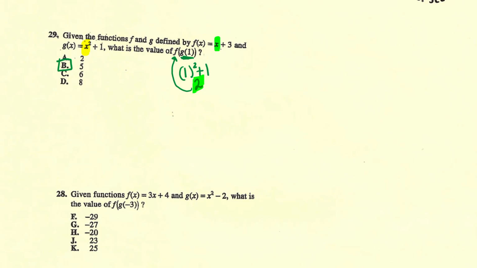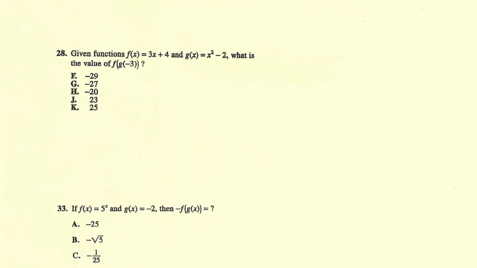All right, let's take a look at this one, number 28. On this particular composition of functions, once again, you're going to start on the inside and work your way out. So it's telling me which function to go to, and when I get there, what value I'm going to put in. So we're going to go to the g function, and we're going to put in a -3 where the x is. So (-3) squared minus 2.